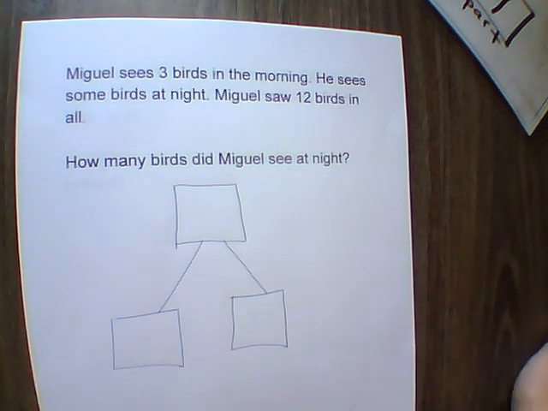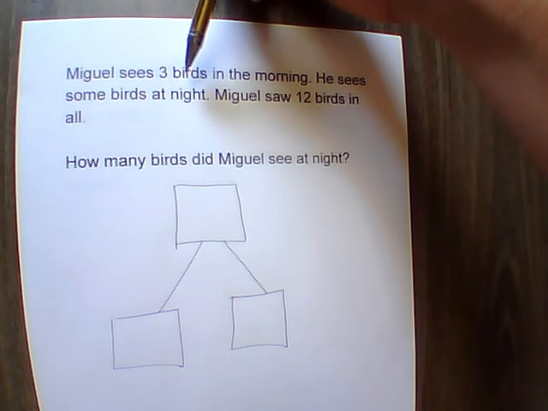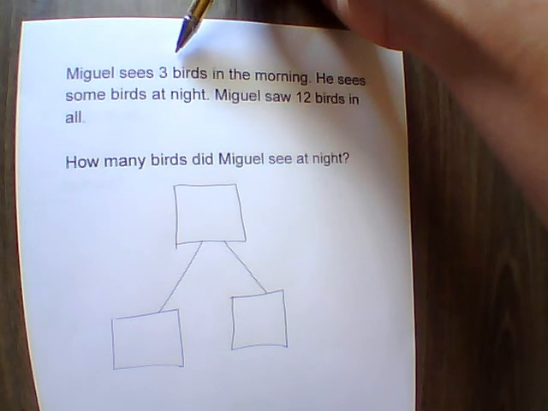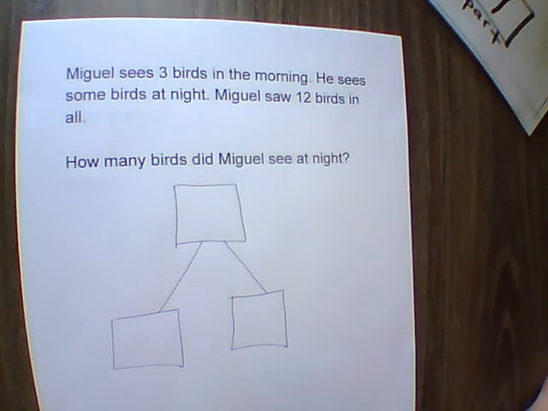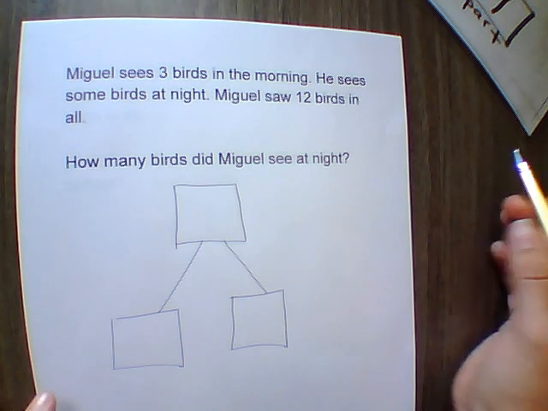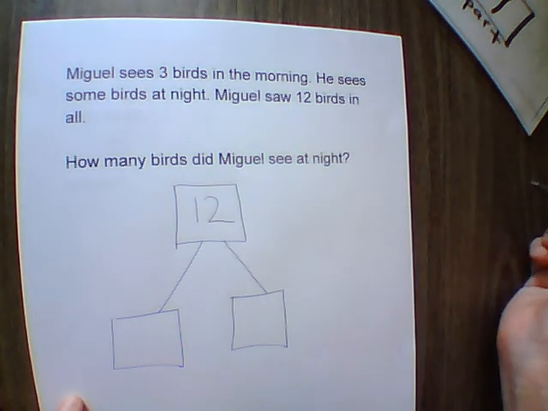All right, so when I'm thinking about the problem, I notice that Miguel sees some birds in the morning and the night. So that's 2 different times that he's seeing birds, but we only know of the birds in the morning. But we do know from our word problem that in all he sees 12. So that in all must be when we're putting our morning and our night together to get our in all. So our in all number, which says 12 birds in all, is actually our whole number.